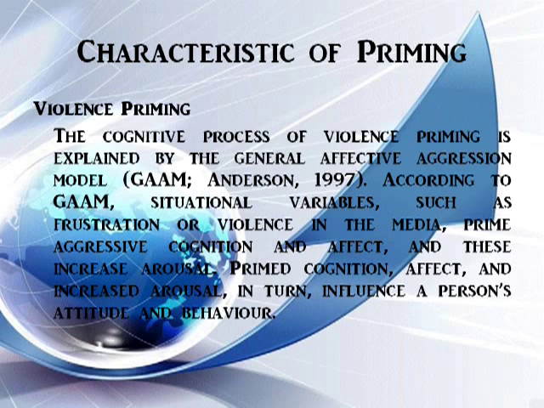So there are different kinds of characteristics of priming. The first is violence priming, the cognitive process of which is explained by the general aggression model. And another one is political priming.